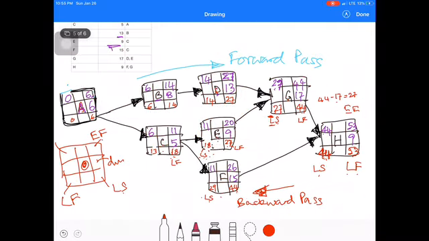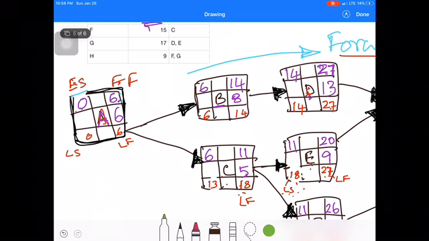Calculate all the early start and early finish dates using the forward pass, and the late start and late finish dates using the backward pass. The completed network diagram will look like this.